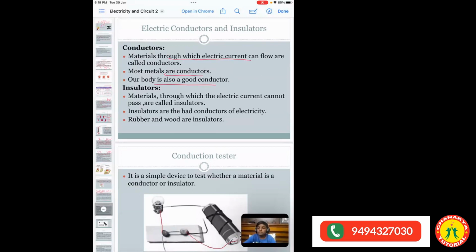If we touch the switches with wet hands, what happens? Water is also a conductor. Right, water is also a conductor. So what happens? The electric charges will come onto our body and we can get a shock. That is why you should not touch switches with wet hands.